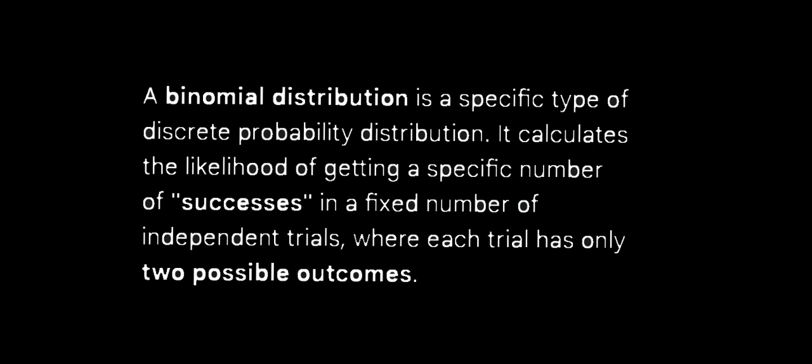Now, the binomial distribution is a specific type of discrete probability distribution. It calculates the likelihood of getting a specific number of successes in a fixed number of independent trials, where each trial has only two possible outcomes. For example, let's say we toss a coin. It's either we get a head or a tail. The same applies when we roll a die. It's either we get a one or we don't get a one.